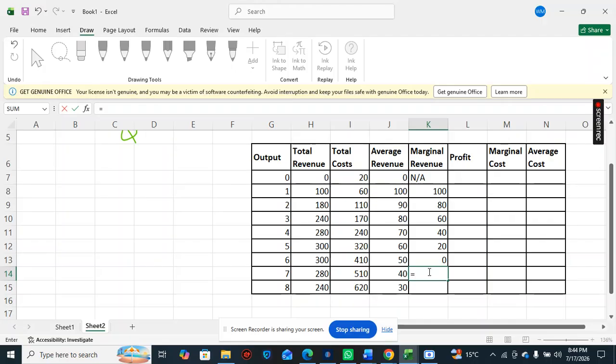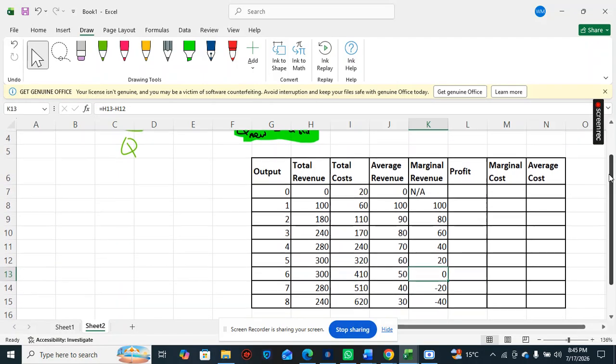When we produce the 7th unit, new total revenue 280 minus old total revenue 300, negative 20. So this is now bringing in losses because the marginal revenue is now negative. When we bring in the 8th unit, new total revenue 240 minus old total revenue 280, negative 40. All right, this is how we get our marginal revenue.